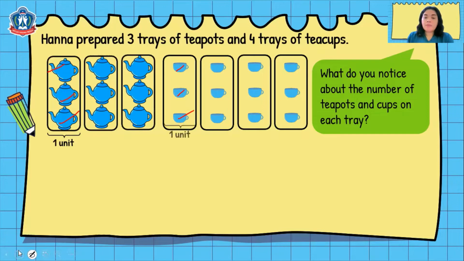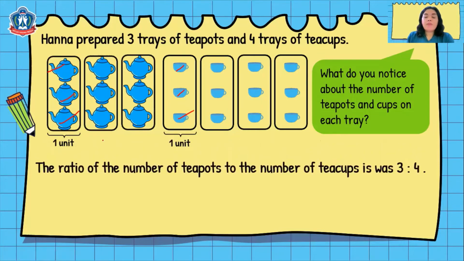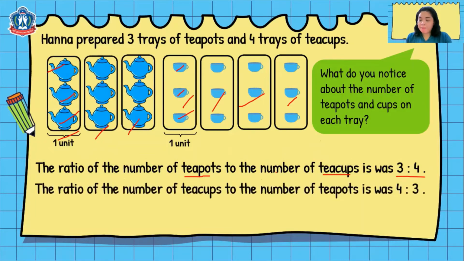Same with the cups. So if we are going to find the ratio of the number of teapots to the number of teacups, we have 3 to 4 because we have 3 trays of pots and 4 cups. How about the ratio of the number of teacups to the number of teapots? Yes, that is 4 to 3 because we will mention first the cups and that is 4 and the next is the pots which is 3.